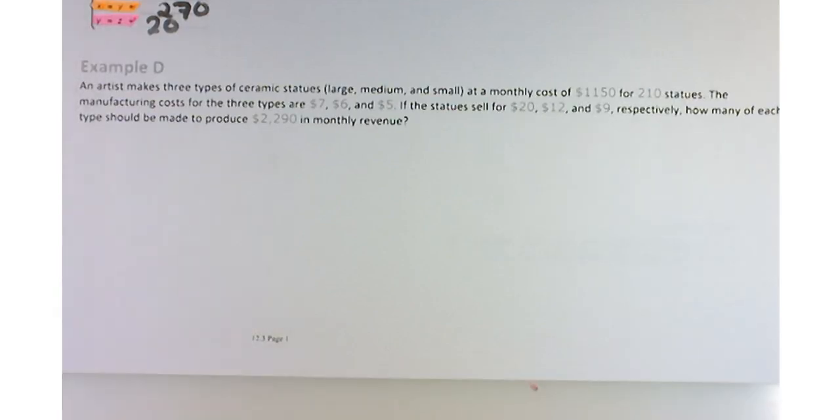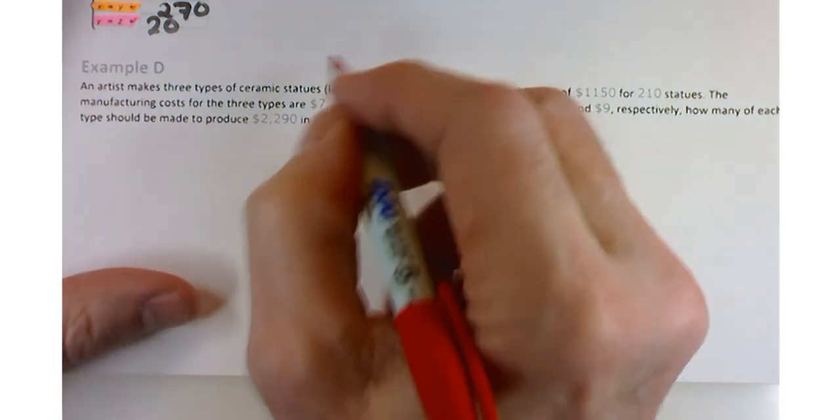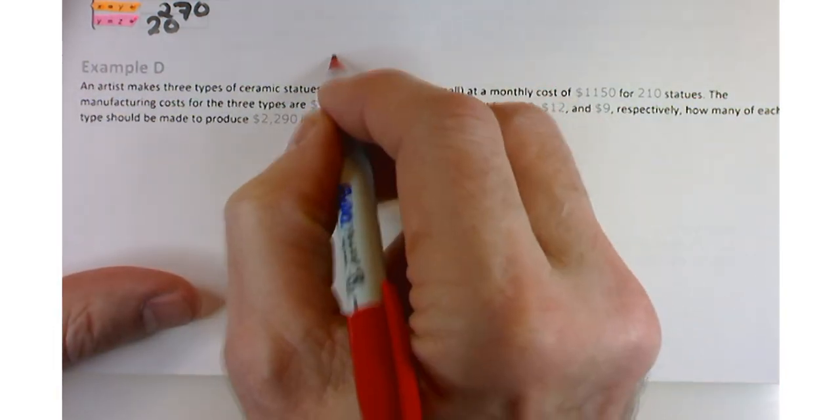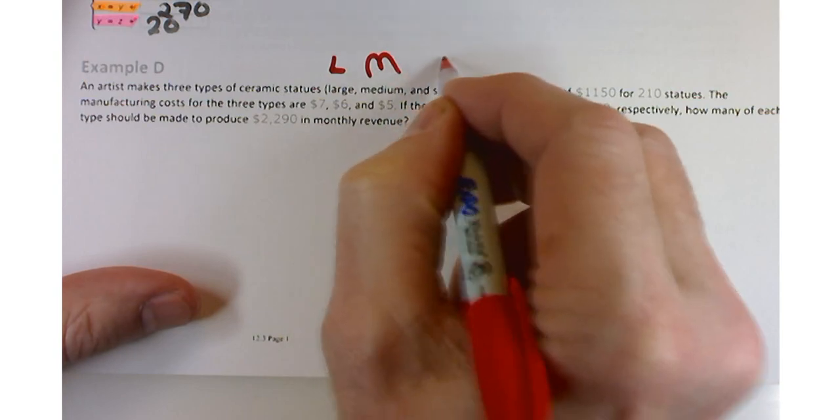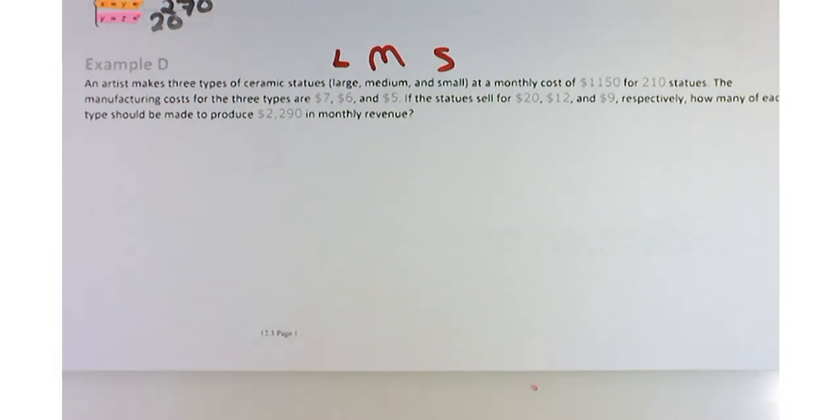All right, an artist makes 3 types of ceramic statues, large, medium, and small. So right away, let's just give ourselves some variables. Let's do L, M, and S. You could use A, B, and C, X, Y, and Z, whatever. But my preference is to use variables that reflect the problem. I think it helps me write down the system of equations.